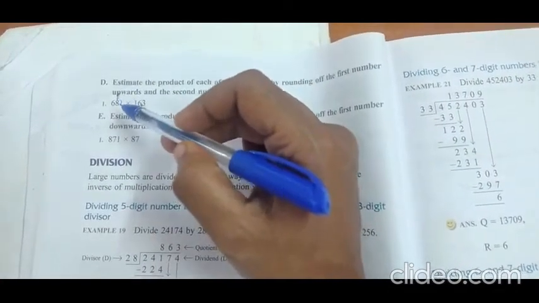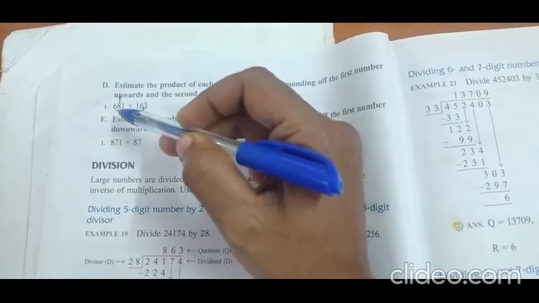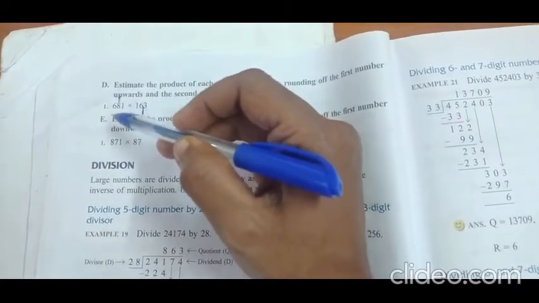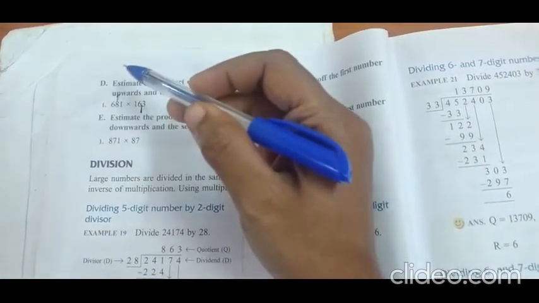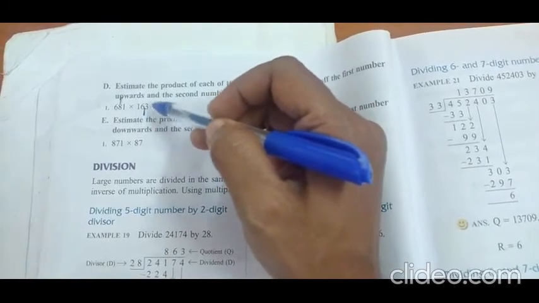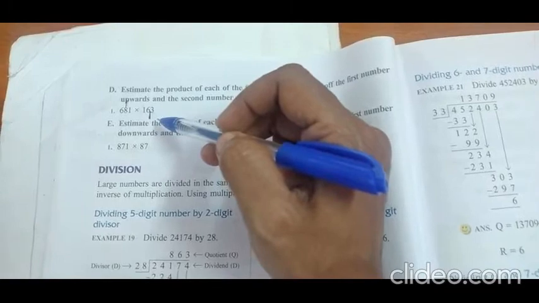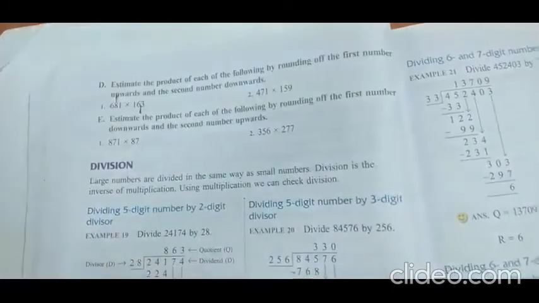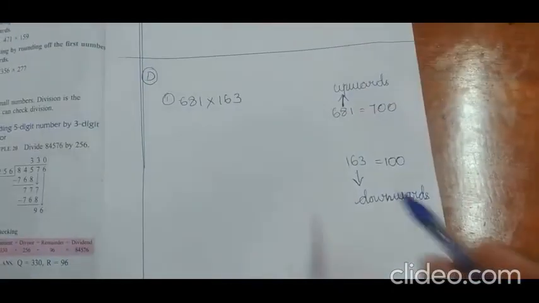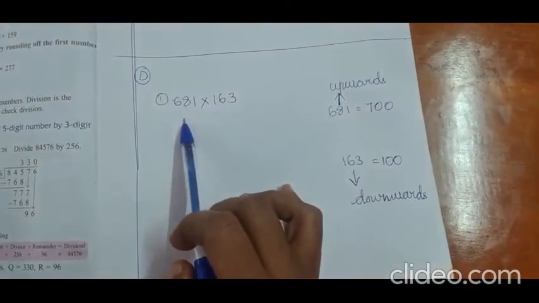Upward means we have to go forward. For example, 681. We have to round off this number counting upward. And this one we have to round off by counting downward. Let's do it in the notebook and practice. See here students, this is the question as I read it in the book.